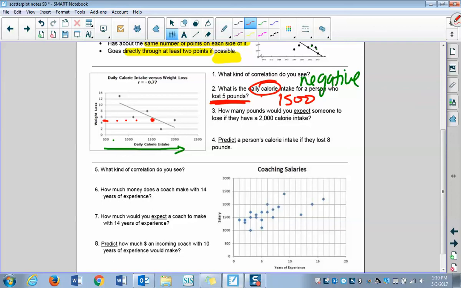Okay? This next question doesn't ask exactly how many pounds they would lose. It asks you what would you expect. That's a key word. If they ask what would you expect, we have to use the line. So we go to 2,000 calories on the line, and that would be about, we could say either 2.5 or 3 pounds.